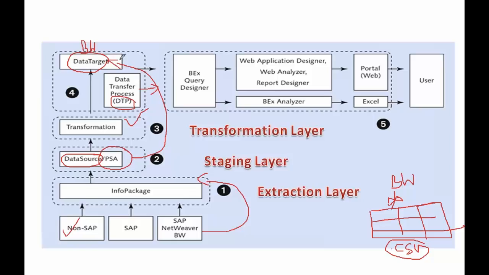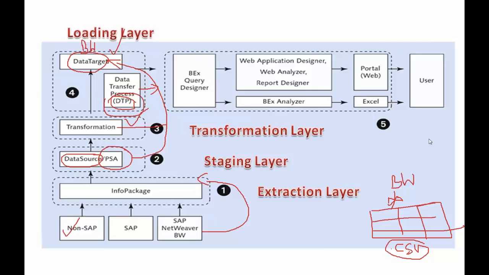Why do I need to send the data to the data target? If you want to create reports in BW, the data should be in the data target. Then only I can create reports. I'll transfer the data through transformation by using a DTP. Then that is called the transformation layer. It's over. Then what is the next layer called? The loading layer. We load the data into BW. Now the data is available in BW physically. I can touch the data. But PSA is not physical. It is a temporary storage area.